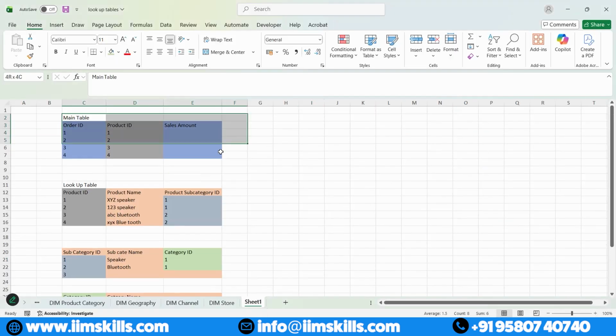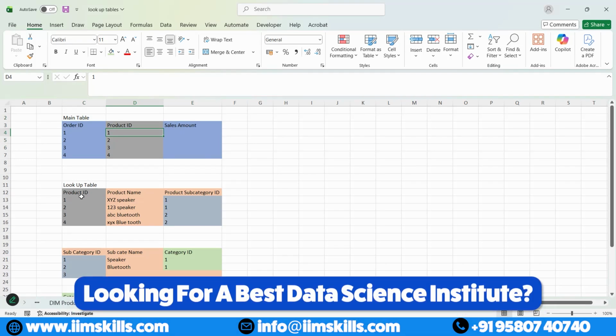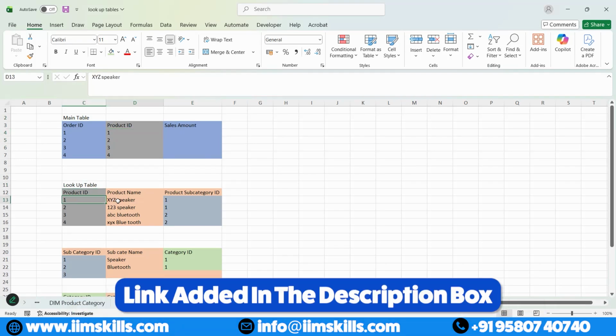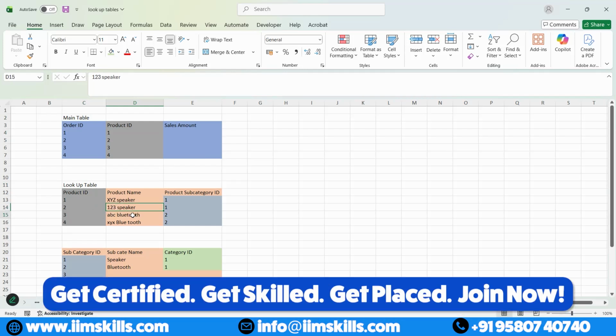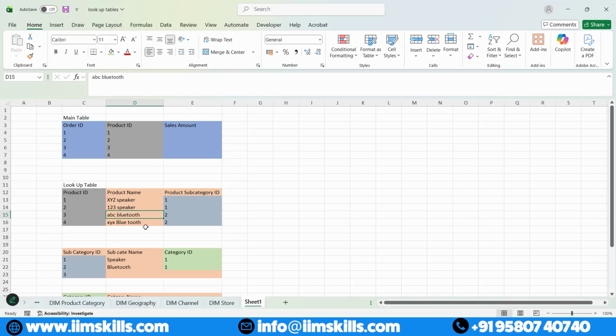So this is our main table. Remember, the main table holds the core business information: sales, quantity, total sales, what is the price of one product, etc. So let's say this main table holds this product ID. So I have sold product number 1 for this particular price and the sales amount. Product number 1 is nothing but you're going to find it in the lookup table. So what is product number 1? XYZ speaker. Product number 2 is 123 speaker. Similarly, 3 is ABC Bluetooth, 4 is XYZ Bluetooth.